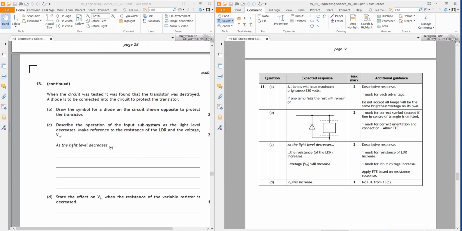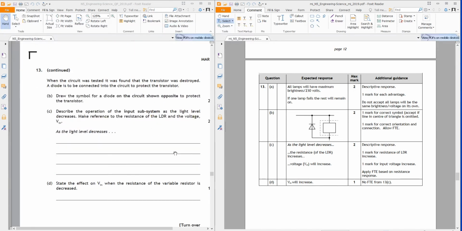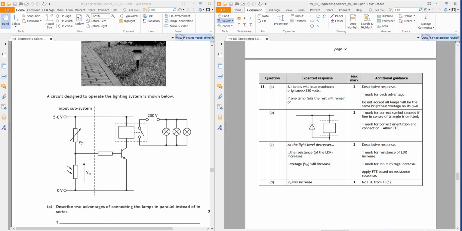So as the light goes down, the resistance goes up, and the voltage goes up. State the effect on V in when the resistance of the variable resistor is decreased. So if that resistance goes down, this voltage here will be going down. So if that's going down, this one must be going up.